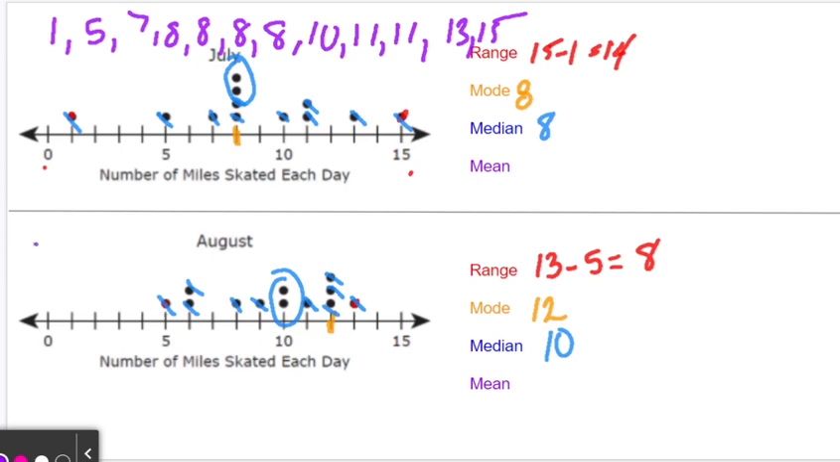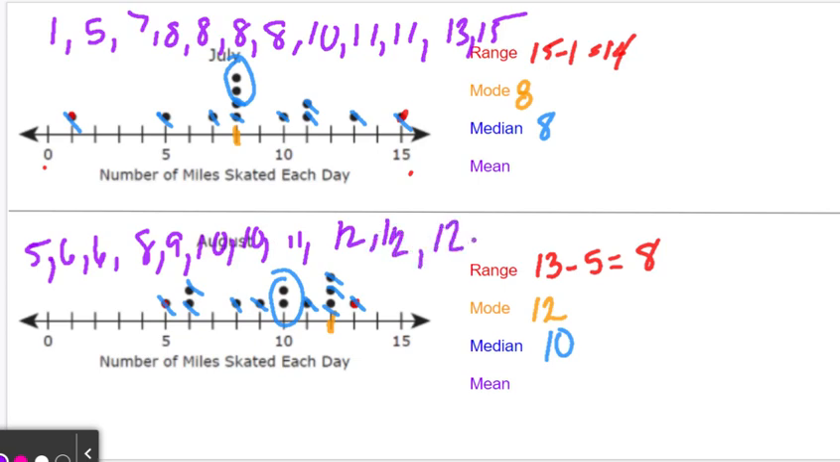We're going to do the same thing down here. We have 5, 6, 6, 7, that's 8, 9, we have 2 10s, 11, there's 3 12s, and there's a 13. We're going to add these up.